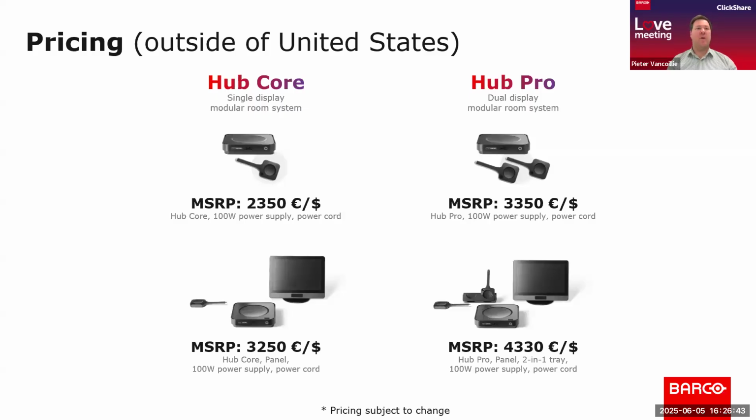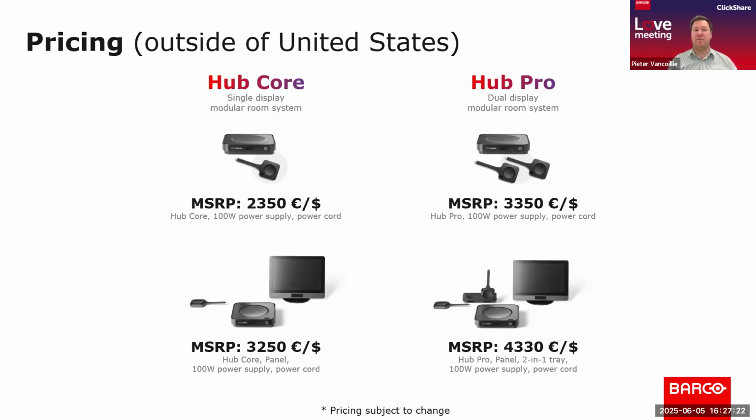Now on pricing. The Hub Core, with one button, a 100 watt power supply and a power cord, will be 2,350 euros or dollars. The Hub Pro, with a 100 watt power supply and a power cord, will be 3,350 euros or dollars. For the bundles I just mentioned, the Hub Core bundle will be 3,250 euros or dollars, and for the Pro, 4,330 euros or dollars.